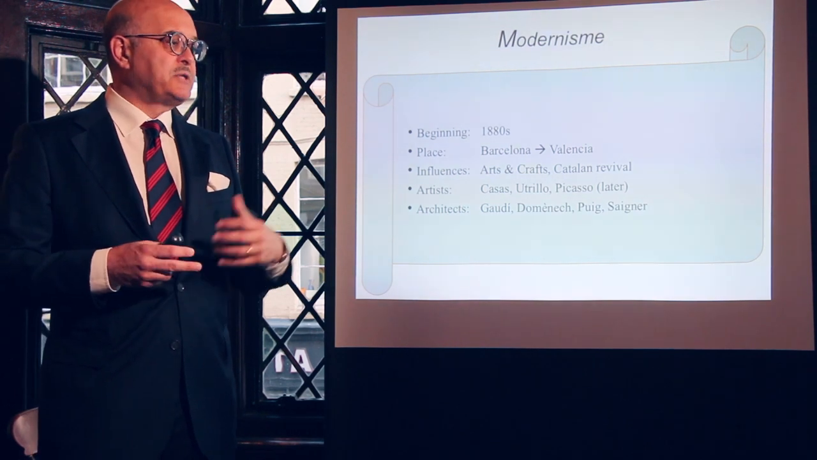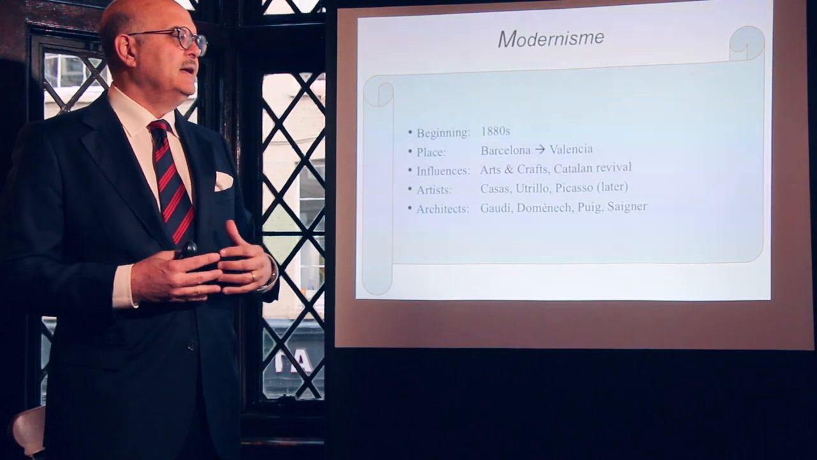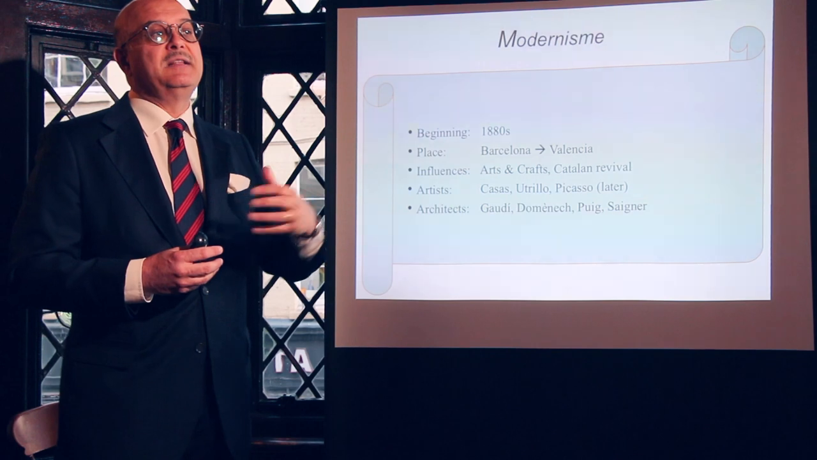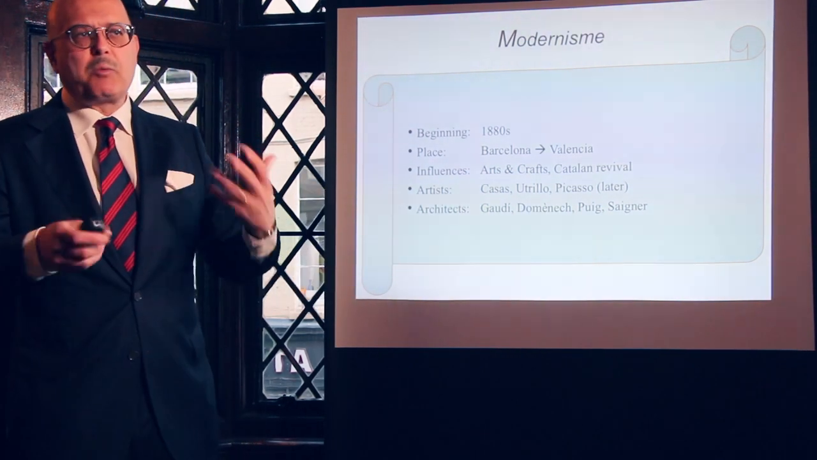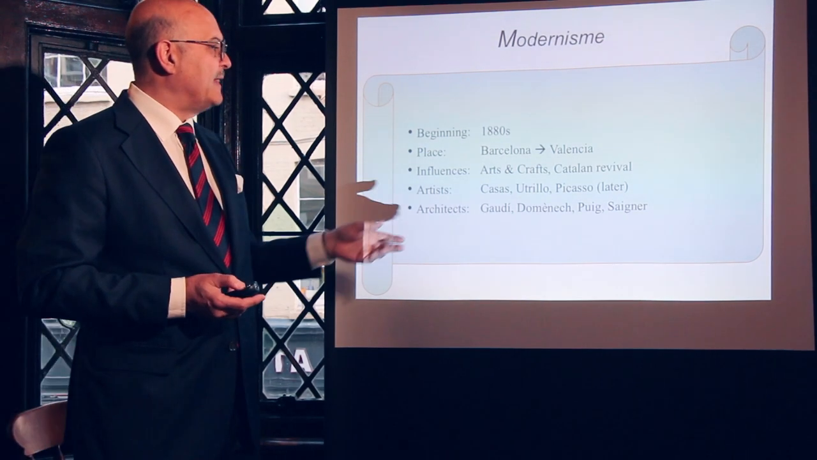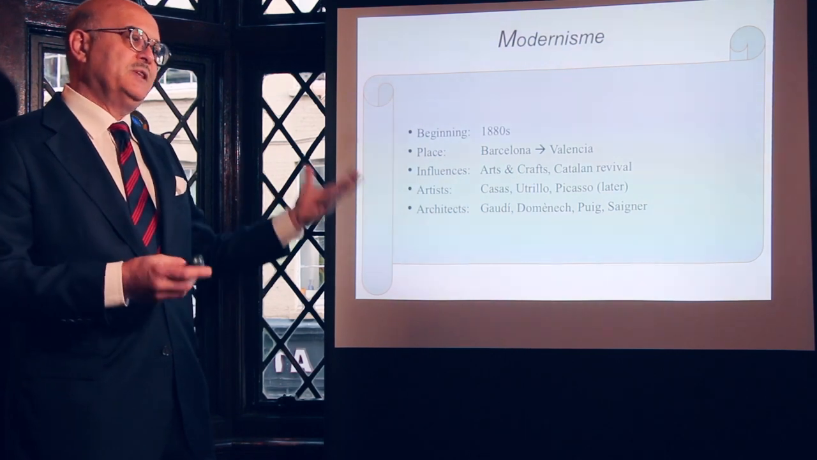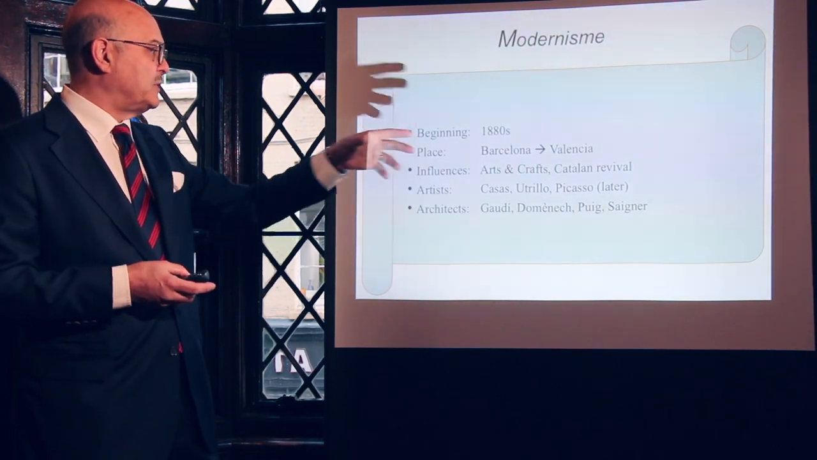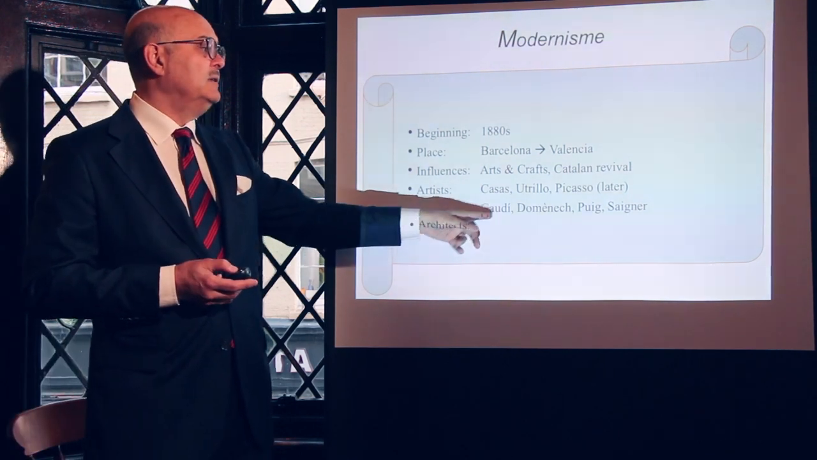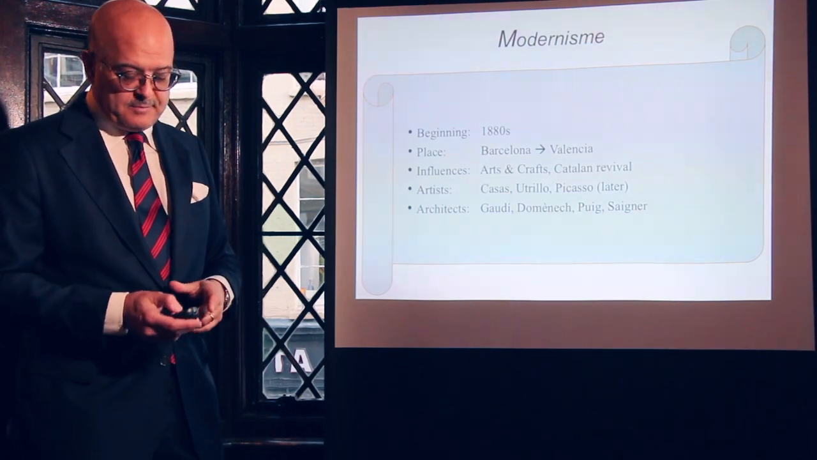So there was a growing industrial class, and they were more inclined to want to build something different from what had been present in their cities in the rest of Spain, something a bit more modern, a bit more daring, if you will. A number of artists were involved or were close friends with the architects in this movement, people like Casas, Utrillo and Picasso to some extent. And the most famous architects are Gaudí, Domènech, Puig, and Senya. I'm not sure how to pronounce that.